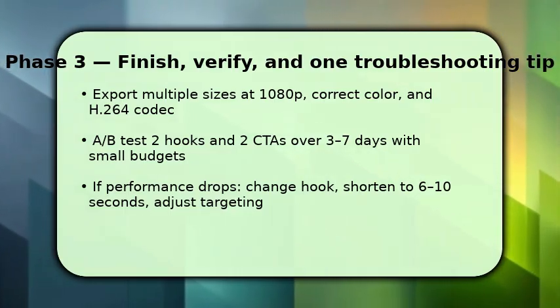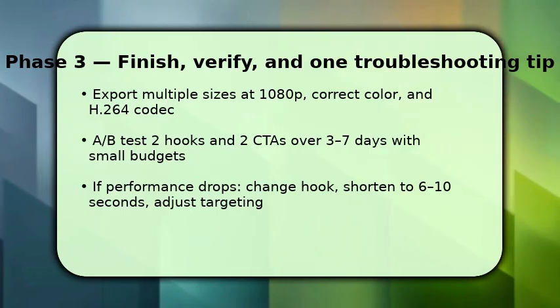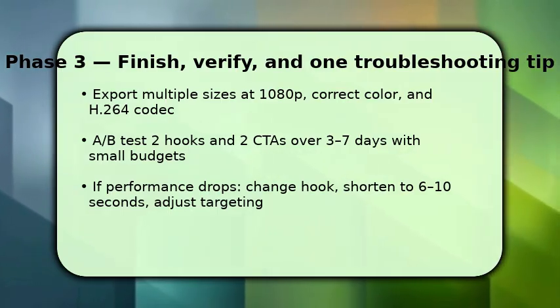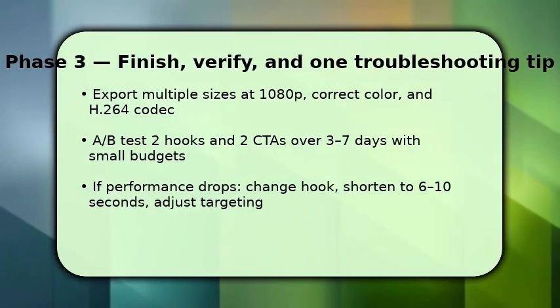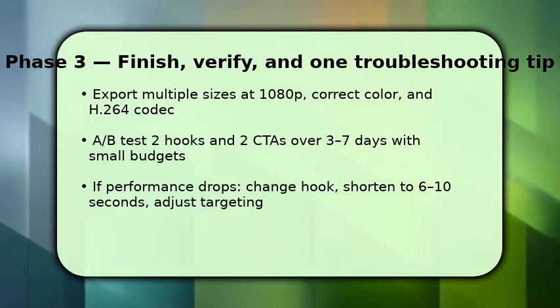If performance drops, switch the hook or shorten to 6-10 seconds, tweak targeting, and recheck caption legibility. Fixing one element often restores performance quickly.